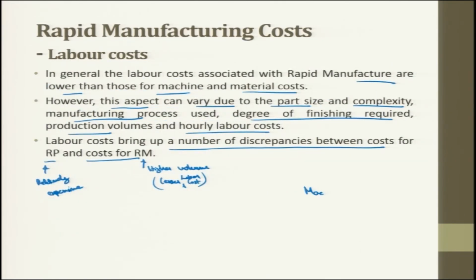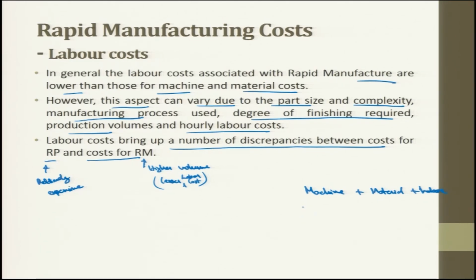Typically, machine plus material plus labor is the total cost of the product. In general these can be broken down into certain percentages. Machine cost is from 50 to 75% of the cost, material cost is from 20 to 40% and labor cost is from 5 to 30%. It all depends upon the type of application, the type of skill that is required and the kind of material that we are using. So, this is the typical breakdown.